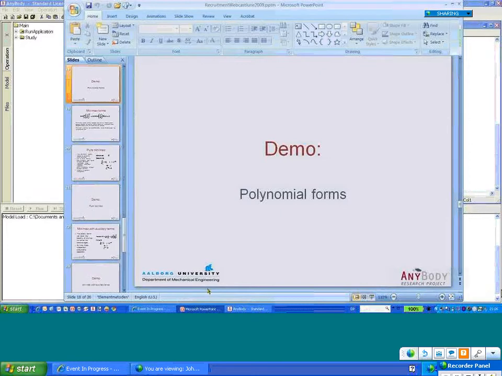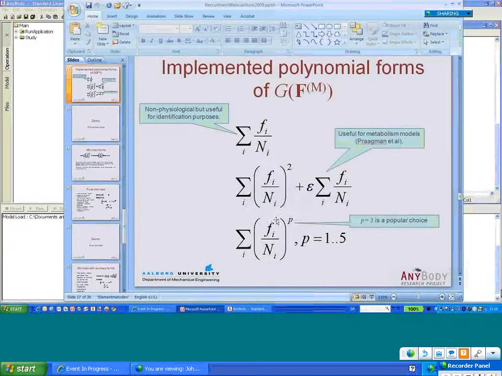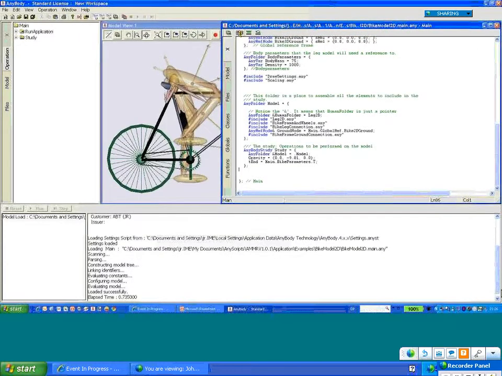I'm going to get a p norm with p equal to 3, and I'll talk a little bit about that later, why we have chosen that as the standard. So we're going to load this in. Oh, I did that already. Then I'm going to select over here at the study section, I'm going to select the inverse dynamics, and then I'm going to run the model.